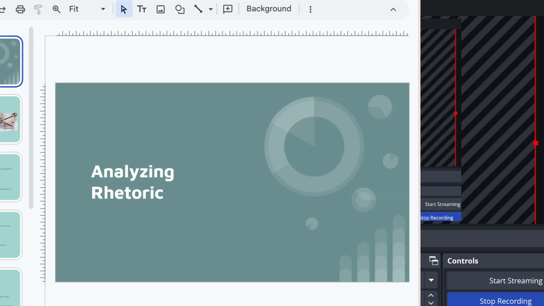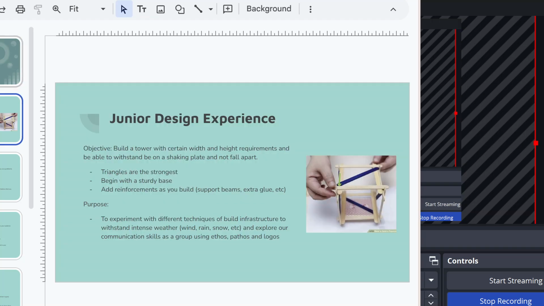So today we're going to analyze rhetoric and kind of what that means. I attended a junior design experience where my group and I needed to build a tower with certain width and height requirements that would be able to withstand being placed into a shaker plate without being damaged or falling apart. What we noticed right off the bat was that triangles are the strongest.